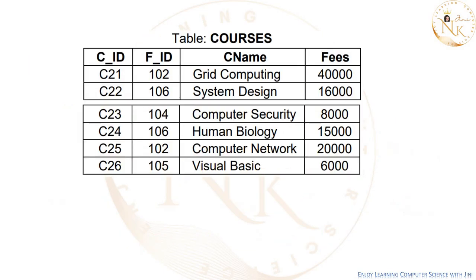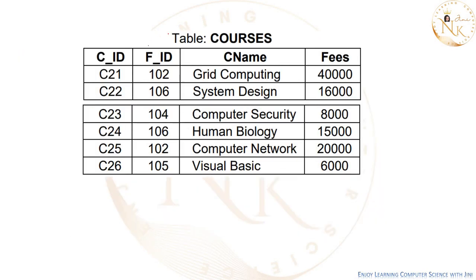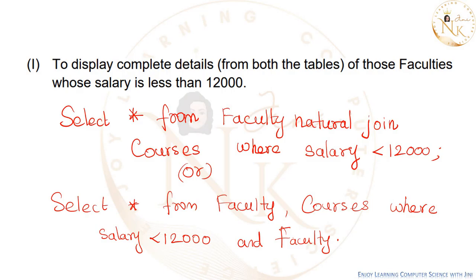Faculty dot, so which column is common? FID. Here also FID. You can see this column in the table faculty and FID are both the same. So I'm combining with the condition where faculty dot FID should be equal to courses dot FID. So if I'm using natural join, this condition which we are giving explicitly need not be given. Natural join will join without specifying the condition explicitly. So that is the difference between these two queries.